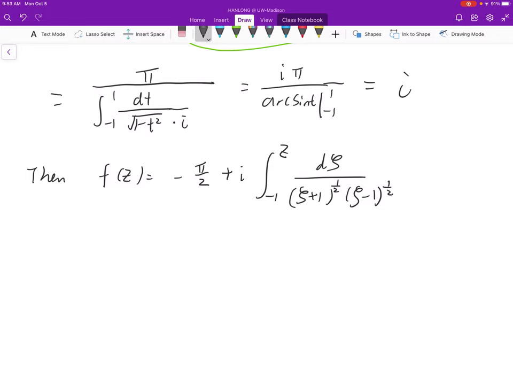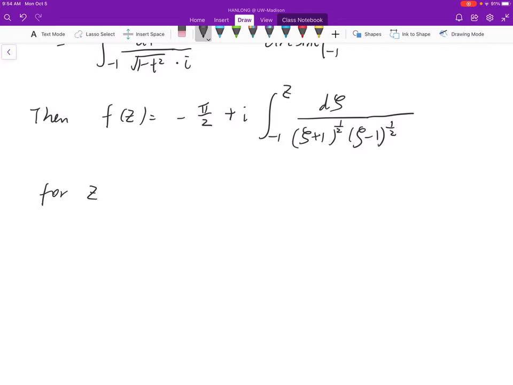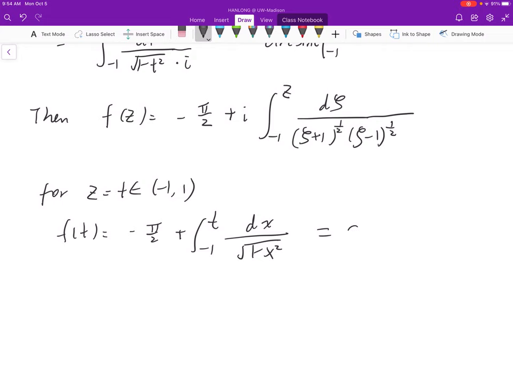Okay, but now we want to simplify a little bit more, because we constructed the Schwarz-Christoffel transformation, but we didn't show the relation between the sine and this map. So note that for z equals t lying in negative 1 to 1, f(t) is negative pi over 2 plus the integration from negative 1 to t of dx over the square root of 1 minus x squared, which is arcsine t.